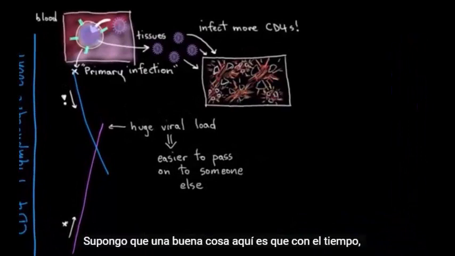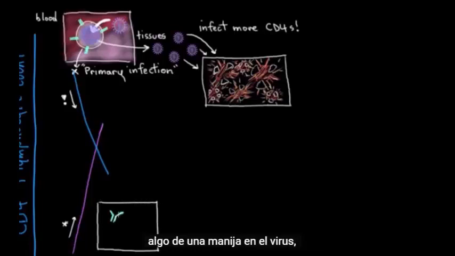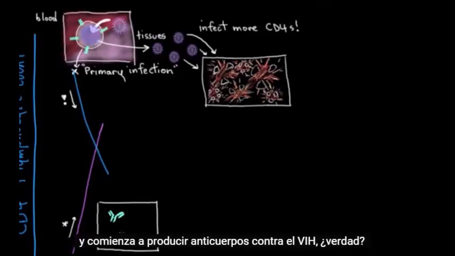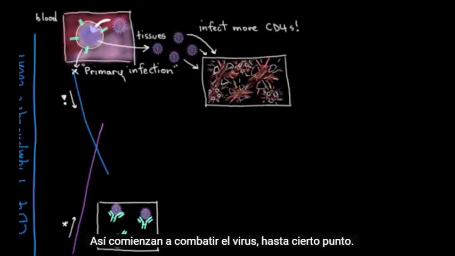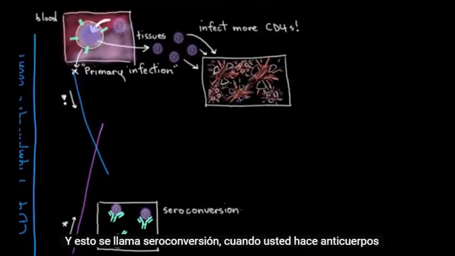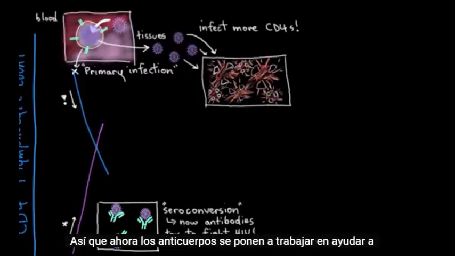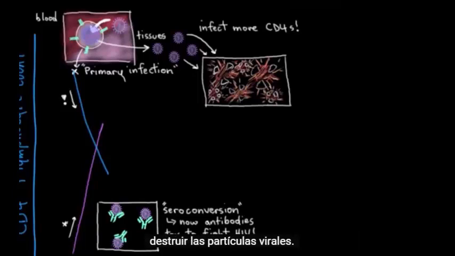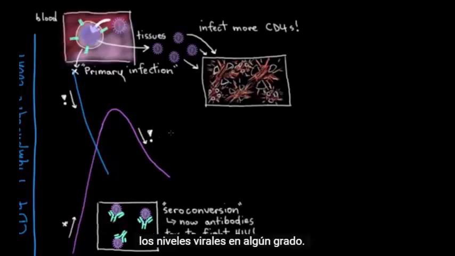I guess one good thing here is that eventually, maybe a month or so in, your immune system gets somewhat of a handle on the virus, and it starts to make anti-HIV antibodies, right? Those are just antibodies against HIV. So they start to fight off the virus to some extent, and this is called seroconversion, when you make antibodies to something. So now we've seroconverted to HIV. So now the antibodies get to work on helping to destroy the viral particles. And that's why we see this decrease here in viral load in the bloodstream, because our immune system is starting to control the viral levels to some degree.